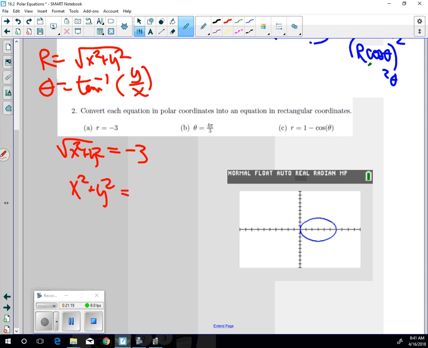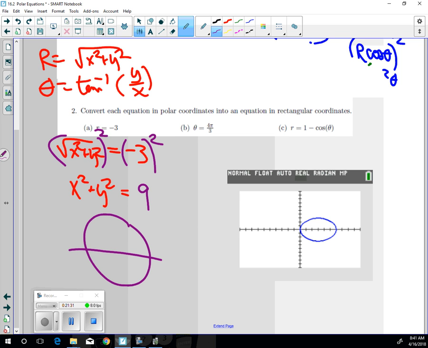Careful. What's -3 squared? 9, yeah. Isn't this just a circle? Center, origin, out 3? Yeah. Isn't this r equal -3, just a circle, radius 3? Yeah, the negative just means you start on the opposite side, but it's still a plain old circle.